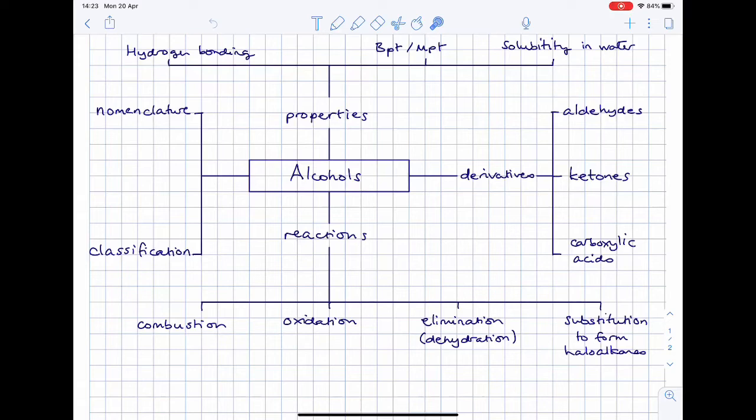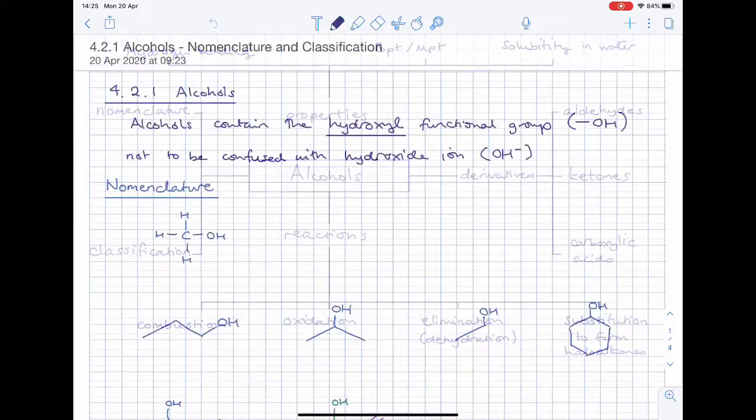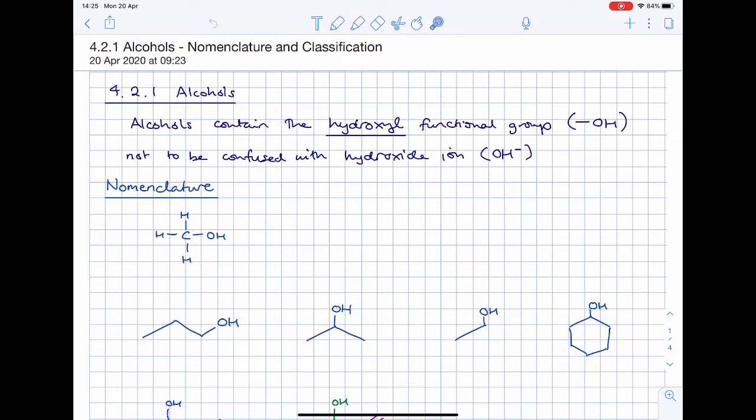The next set of videos will cover the topic of alcohols, which is part of the organic section of the syllabus. We're going to look at first the naming of alcohols and then how to classify alcohols. So alcohols are organic compounds that contain the hydroxyl group, an OH group, covalently bonded to a carbon atom.